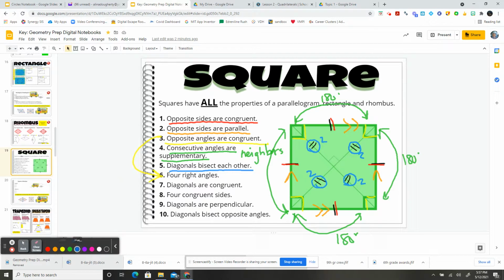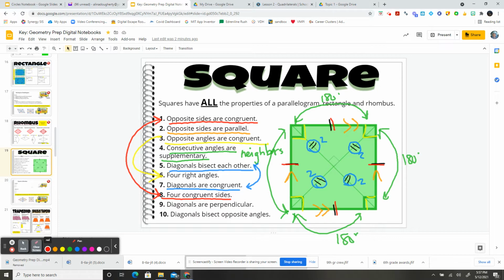Diagonals are congruent. So if diagonals have been bisected and they're all equal, then they're also going to be congruent. This doesn't happen in every shape. This is kind of special to the square. We also have 4 congruent sides. That kind of goes back to this one, opposite sides are congruent. So the diagonals are congruent. That's special to a square. Well, special to things with right angles anyway. 4 congruent sides is definitely special to a square and a rhombus.